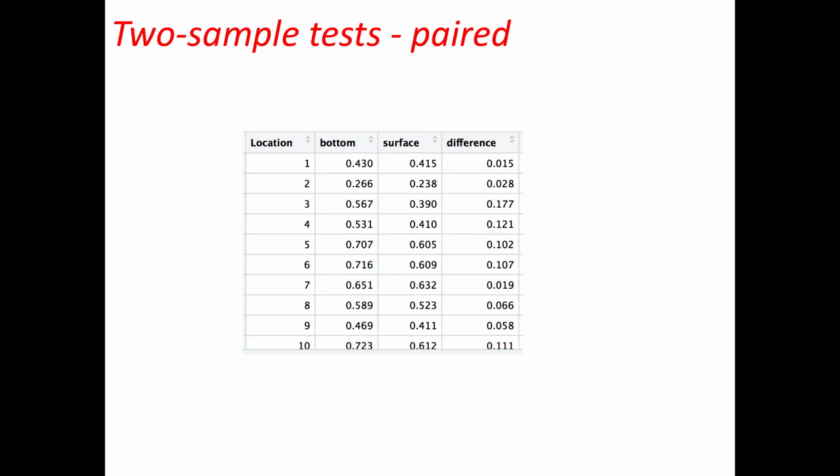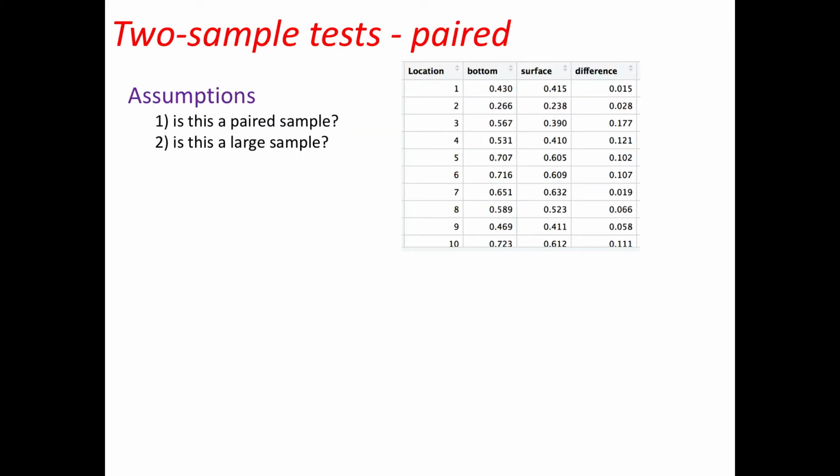And the question is, does the data suggest that the true average concentration in the bottom water exceeds that of the surface water? The assumptions that we have, again, are whether the samples are paired, and the answer to that is yes. And then the second question is, do we have a large sample size? Well, we have 10, so our n is equal to 10, and this is less than 30, so our answer to the second question is no, we do not have a large sample.